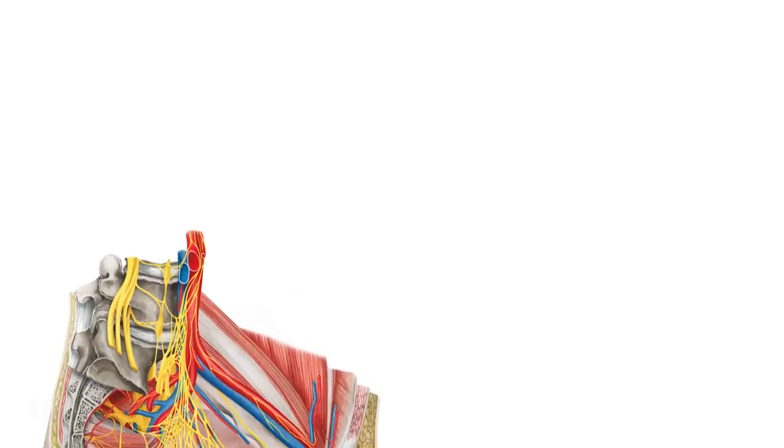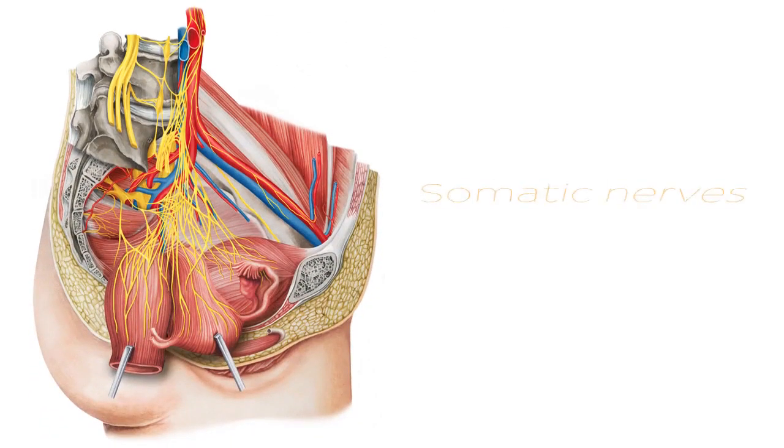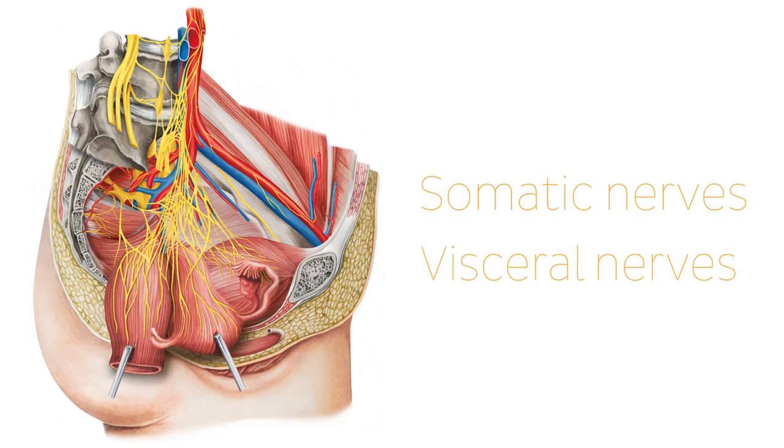Now the innervation of the female pelvis involves both somatic nerves for motor and sensory functions, and also visceral or autonomic nerves for innervation of the viscera or the organs. Throughout this tutorial, I'm going to be talking about the somatic nerves and visceral nerves that innervate the female pelvis. But I will be using this image here of the cut female pelvis that we're now looking at.